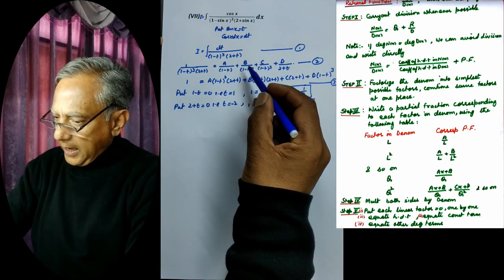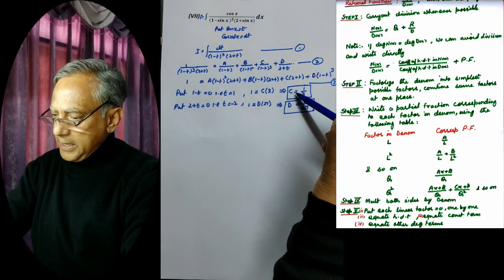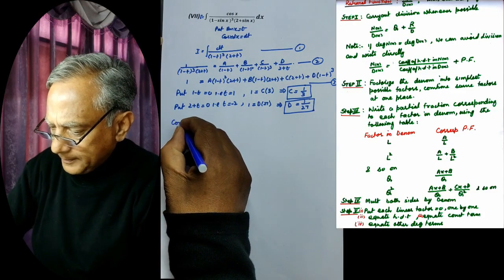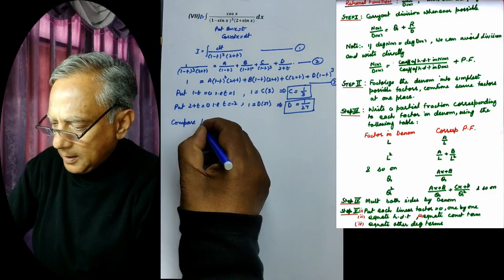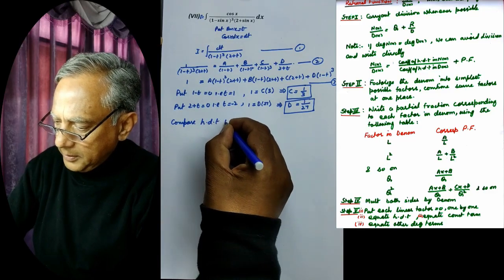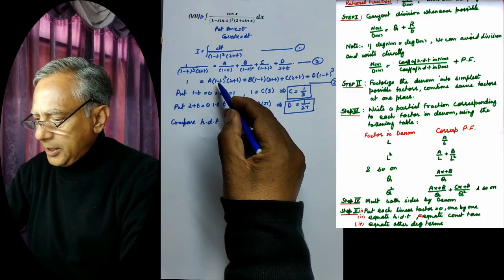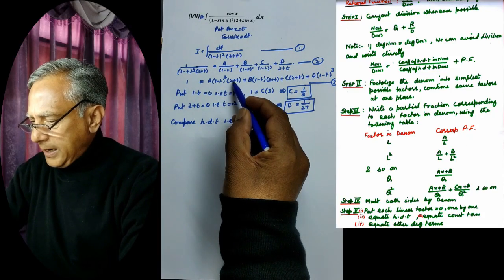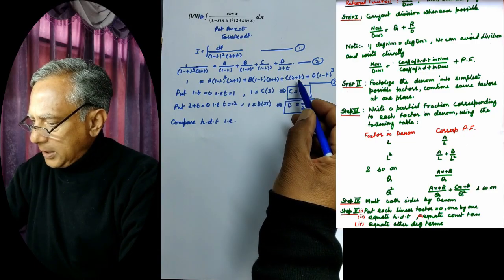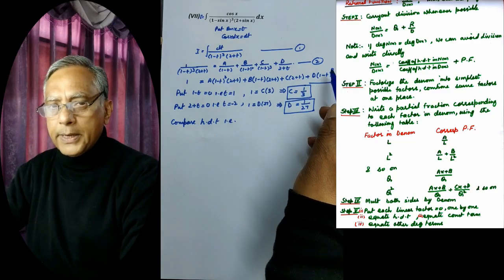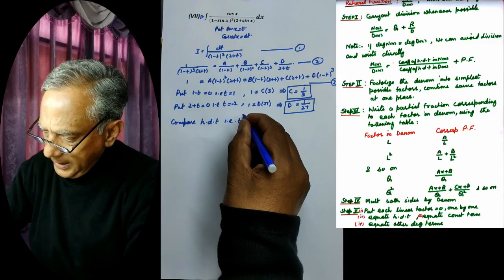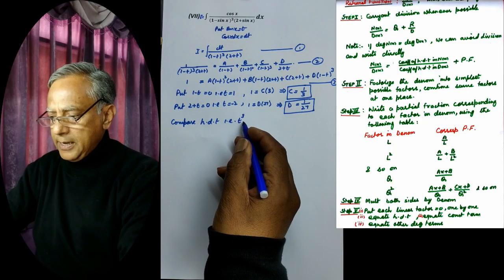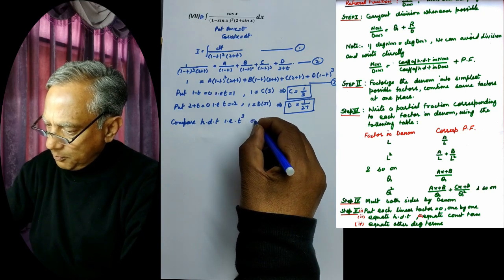Now we have still to find constants a and b. So what we do is compare highest degree term. Now highest degree term in this equation, this is cubic, this is quadratic, this is linear, this is again cubic. So highest degree term will be t cube. Comparing highest degree term, that is t cube on both sides.